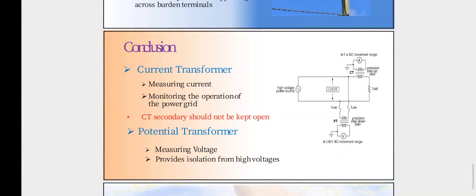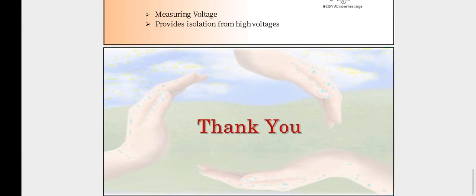So this is the current transformer. The conclusion is that the current transformer is used for measuring the current and monitoring the operation of the power grid. The secondary should not be kept open. So always the secondary of the series should be short circuited. The potential transformer is used for measuring the voltage and provides isolation from high voltages. So these are the conclusions for the current transformer as well as the potential transformer, generally called instrument transformers. Thank you.